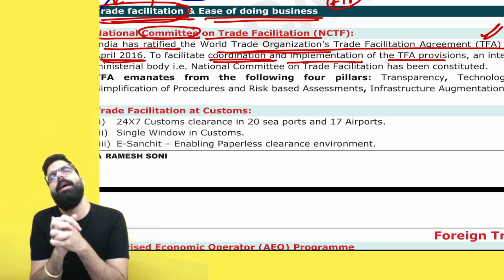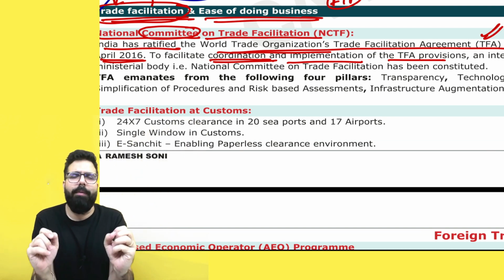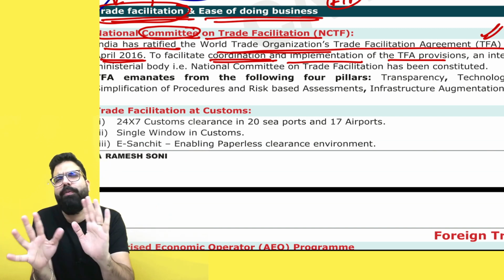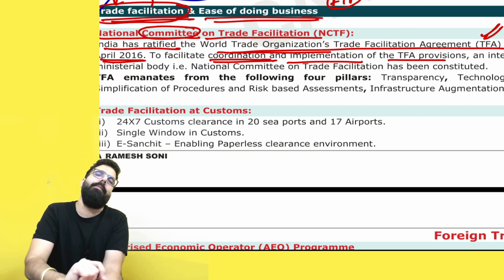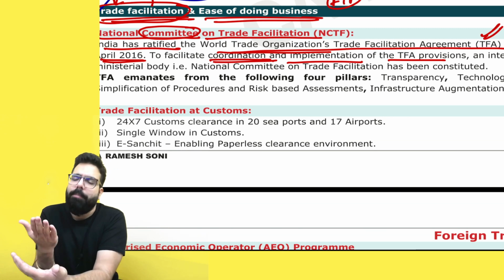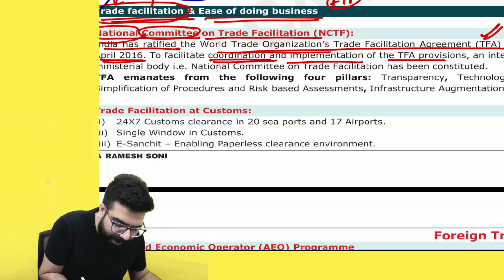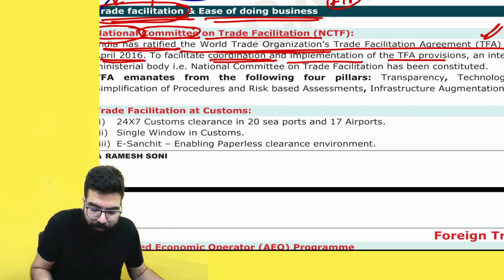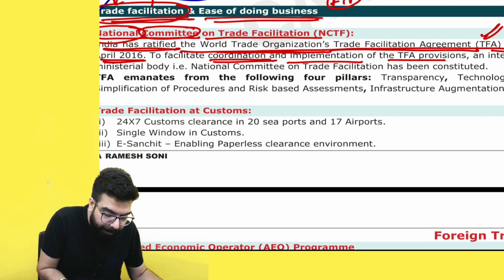Basically, what happened? India has signed an agreement with the World Trade Organization on trade facilitation, that we will allow import and export to happen freely. Now, you signed the trade facilitation agreement, and whatever was told in it, those things have to be implemented. For implementation, the government has set up the National Committee on Trade Facilitation. India signed the WTO Trade Facilitation Agreement in April 2016.